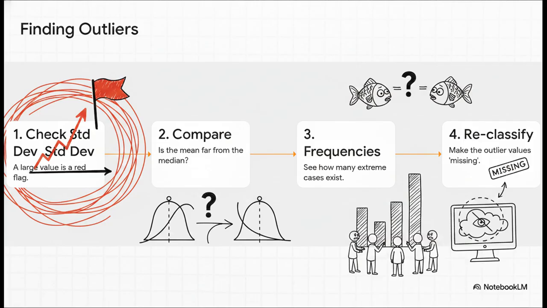Next, you compare the mean and the median. If they're really far apart, something's fishy. That's clue #2. Third, you run a frequency check to see the raw numbers and find out exactly who these extreme cases are. And finally, once you've found your culprits, you can tell your software, hey, just ignore these for now, set them as missing.